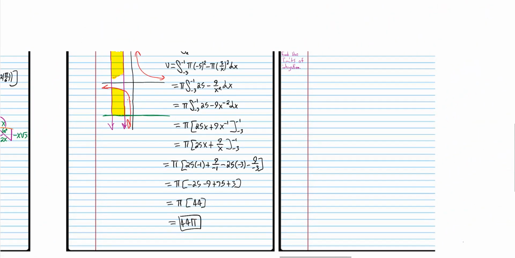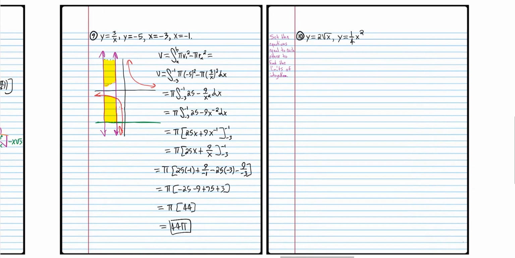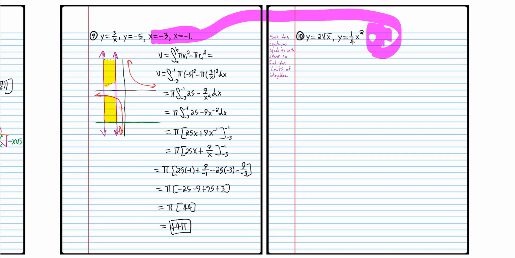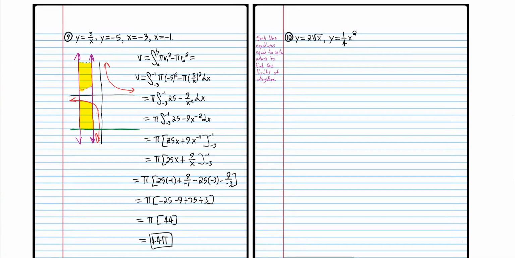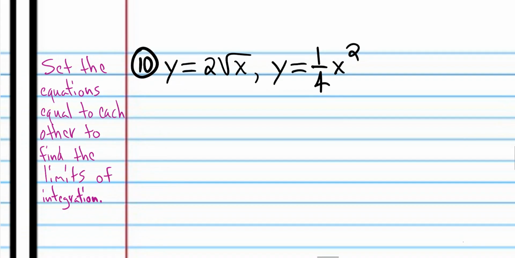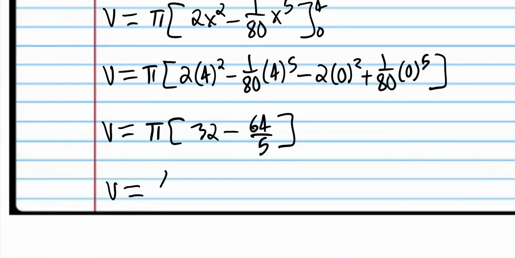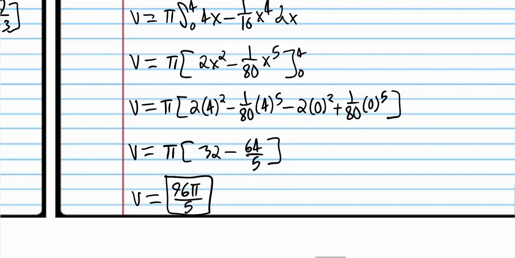So I want you to try number 10, but notice that we don't have any of these purple equations here that help us to find the limits of integration. With this problem, you have to set these equations equal to each other to find where the intersection is. So be aware of that. Try number 10. When you come back, we'll do it together. All right, we're back. Looks like 96 pi over 5. So if you got that right, excellent.